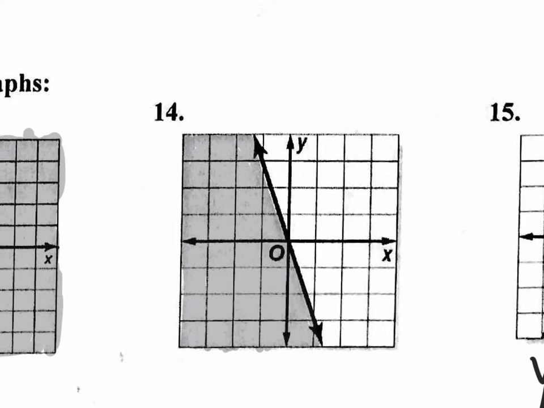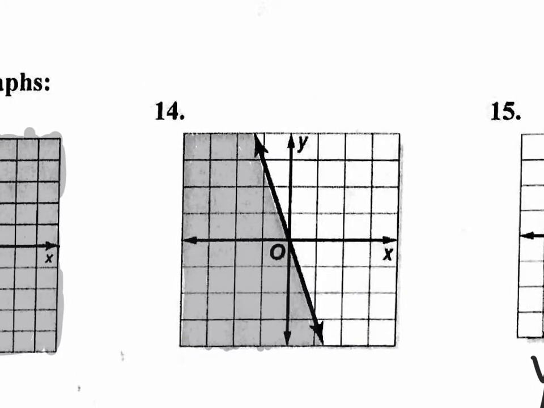Number 14, some people might get confused. What's my slope? My slope is 0. Slope of 0 is a totally flat line. Negative 3 over 1. Again, pick two nice points.